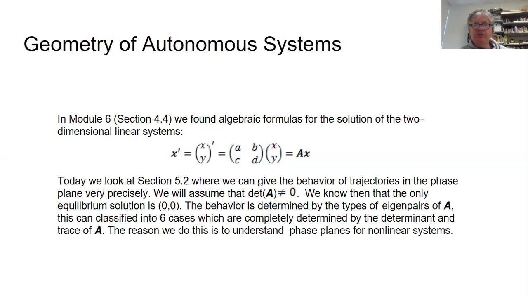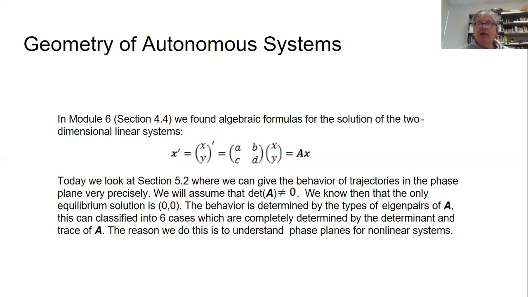Okay, so we're going to assume that the matrices are non-degenerate. The only equilibrium solution then is going to be the origin, 0, 0. And we can figure out the eigenpairs of our matrix. And so it turns out that these split into 6 different cases, which are completely determined by the determinant and trace of our characteristic polynomial for A, right? Because the characteristic polynomial has as its linear term minus the trace and its constant term the determinant.